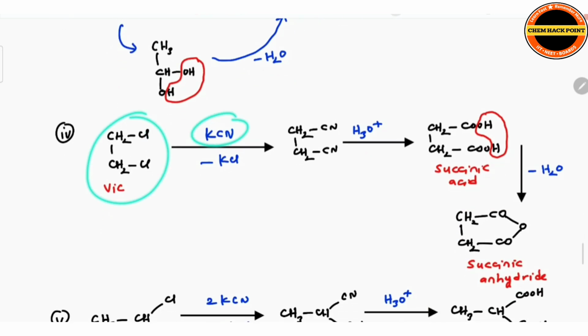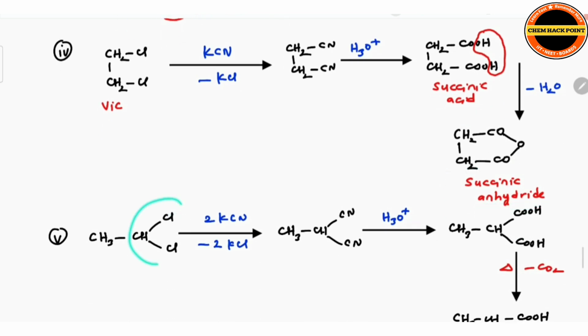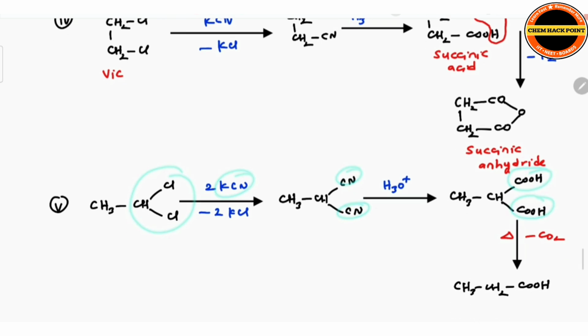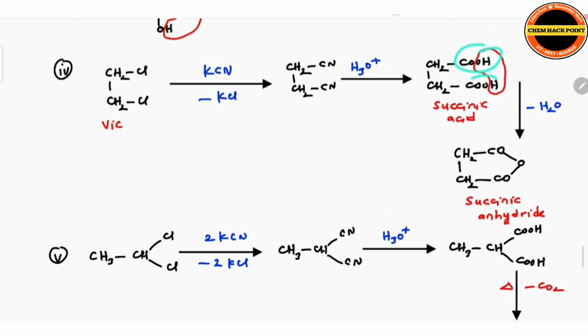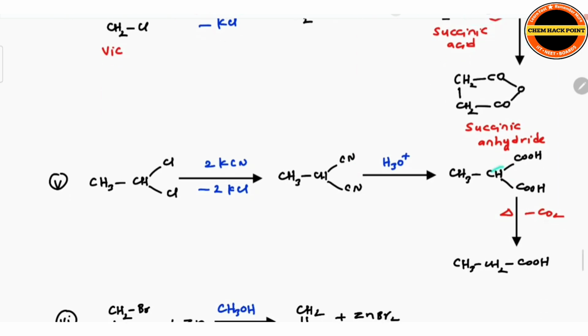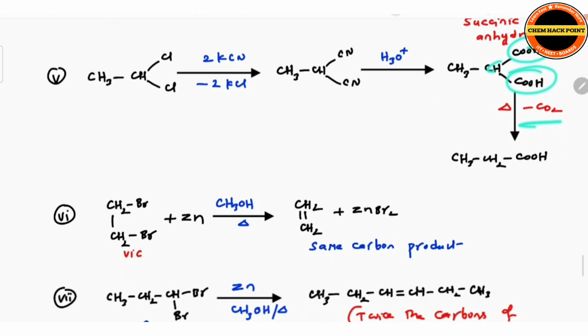Vicinal dihalide with KCN: Cl substituted by CN, and hydrolysis gives COOH. We know cyanide on hydrolysis gives COOH. Adjacent carbons having COOH eliminate a water molecule to get stability, giving succinic anhydride, from succinic acid. Geminal dihalide with KCN, same process, cyanide, carboxylic acid. Same carbon having two COOH, we have to eliminate CO2, decarboxylation, remaining is a monocarboxylic acid. Adjacent carbons having COOH, eliminate water molecule. Same carbon having COOH, eliminate CO2.